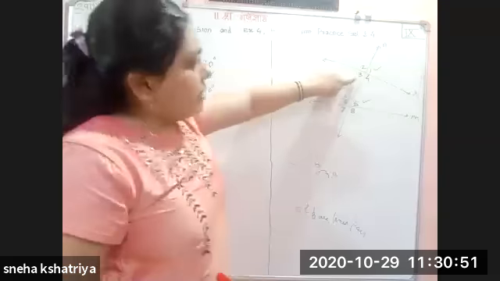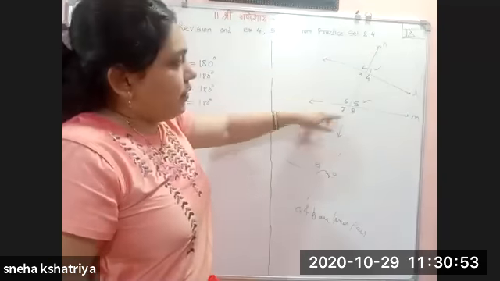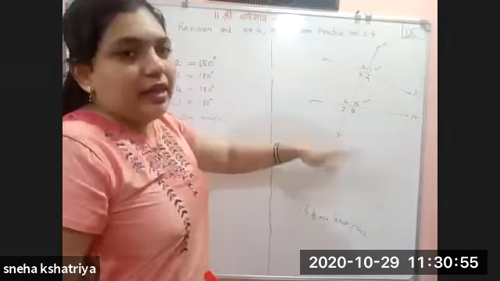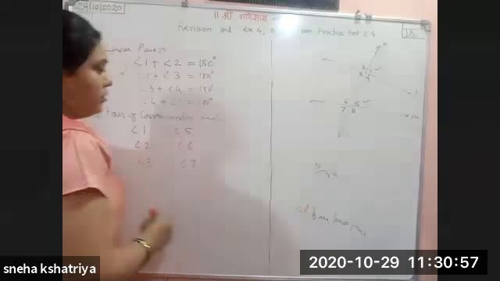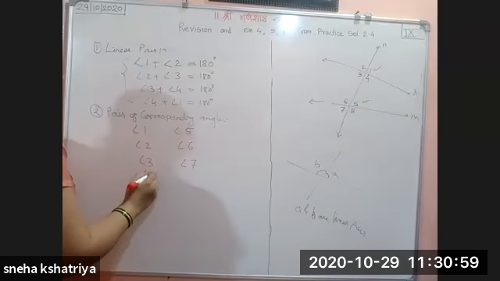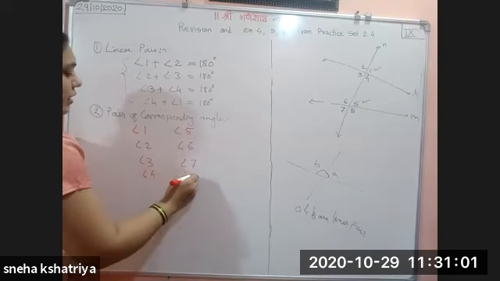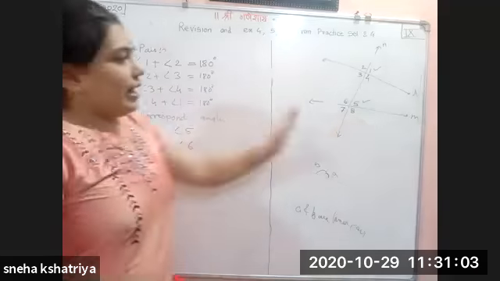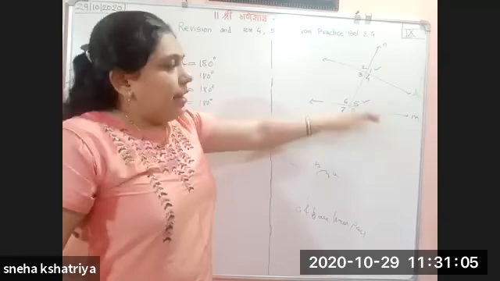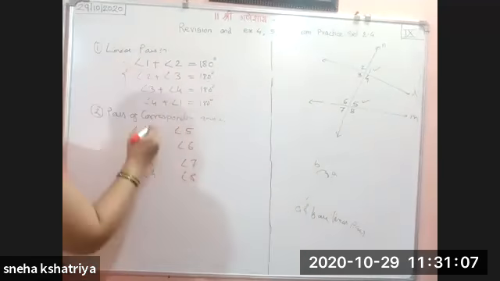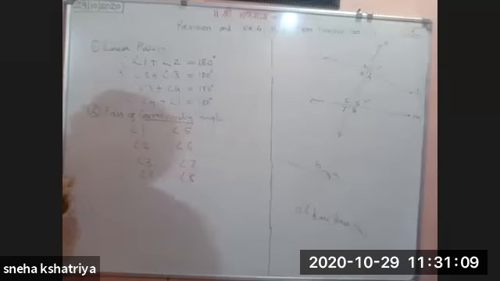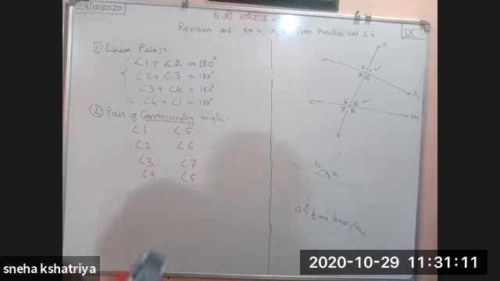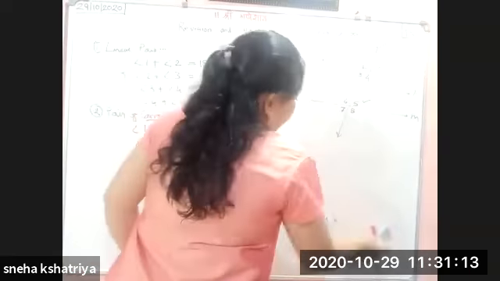See here. Where is 3? Here is 3. Here is 7. They lie below the line and left side of the transversal. And one more is angle 4 and angle 8. Right side of the transversal and below the line. So these are your corresponding angles. This forms the pair of corresponding angles.